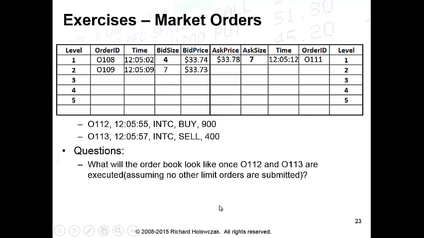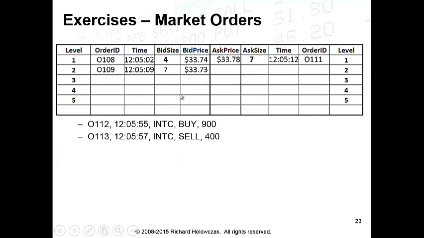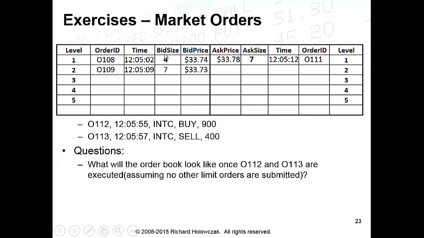And then finally, the last question was, what would the order book look like? So I'll just back up real quick here. Remember, the buy order is going to take out order 110 and order 103 and take out 200 shares of order 111. The sell order is going to take out order 102 and then take out an additional 100 shares of order 108. Okay, and so here we end up with 400 shares left at the best bid, and 700 shares left at the best ask. So this would be the final state of our order book after these two market orders are executed.